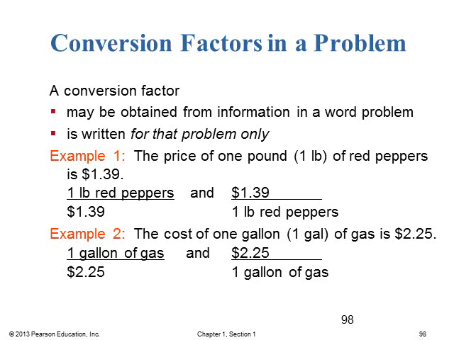They are both equivalent. Same thing in example 2. 1 gallon of gas is $2.25. So 1 gallon is equivalent to $2.25, and you put 1 gallon over $2.25 or $2.25 over 1 gallon.